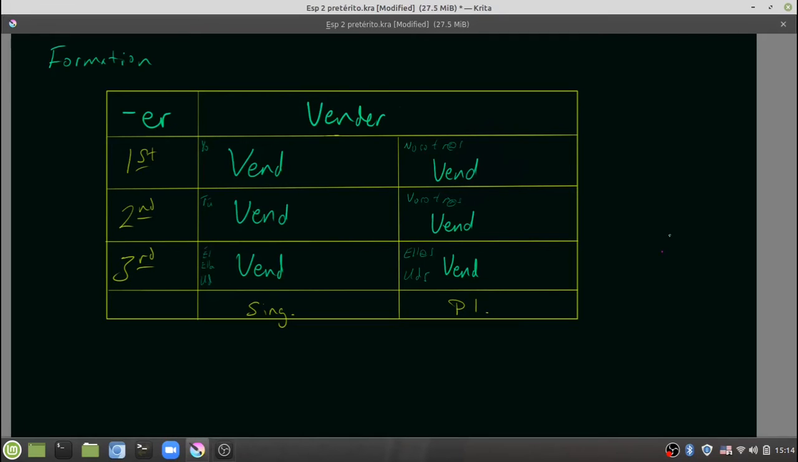Alright, the formation of the ER and IR verbs is going to be the same, but I'm going to do an ER verb first, and then I'm going to do an IR verb afterwards. And so what we're looking at here is, for the yo form of vender, the ER is going to go away. And we have just the root filled in to all of our boxes, as we usually do, and we're going to put an I with an accent. Alright, that's the yo form, vendí.